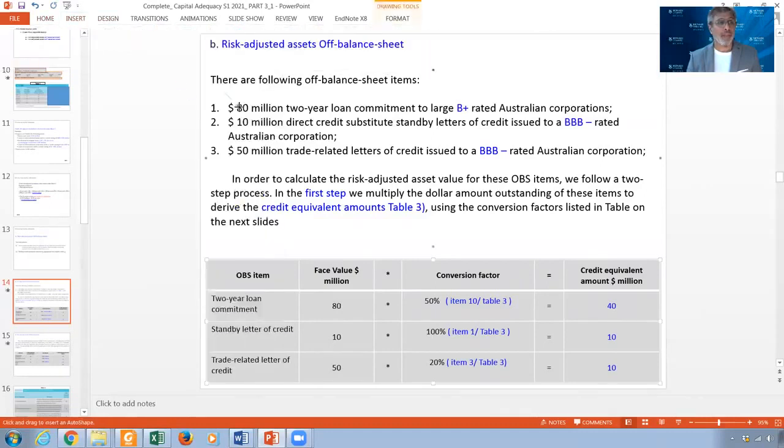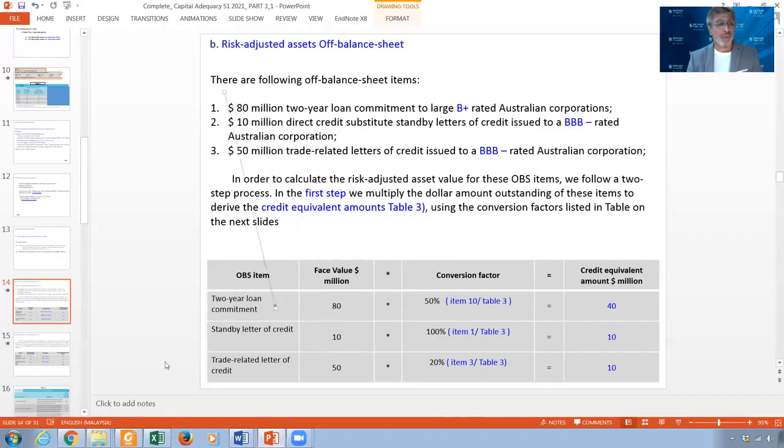We have to bring the 80 million, the 10 million, the 50 million. And then I did 80 million, 10 million, and 50 million. Then I have to go to get the conversion factor, which is now I have to go to table 3 and 4. Look, for example, for this item, it's 2-year commitment.